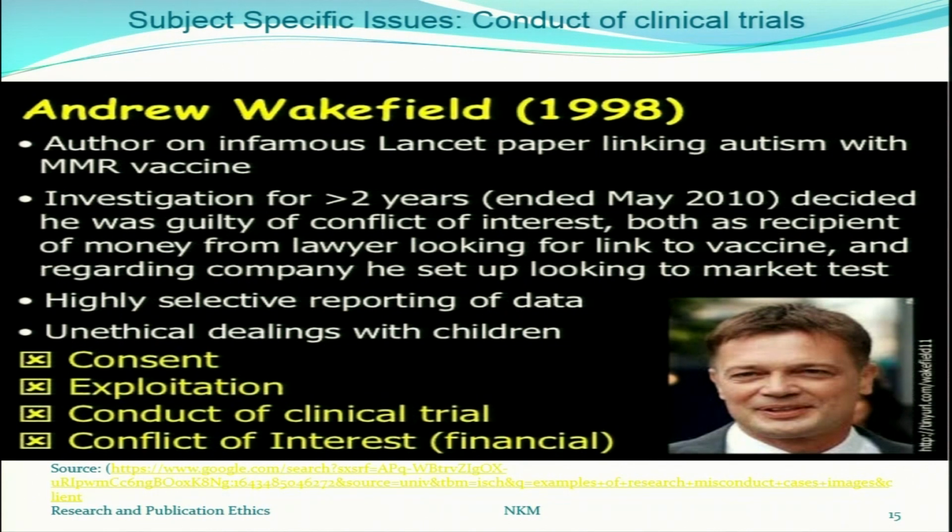Here we see the violations, first of all, of consent, informed consent to the subjects to whom the trial was made. And then we see the exploitation of the subjects in terms of testing, with the conduction of clinical trials on children. So in the end we find the conflict of interest, financial conflict of interest, in this case. So these are the possible violations in research ethics practices we need to understand very clearly.